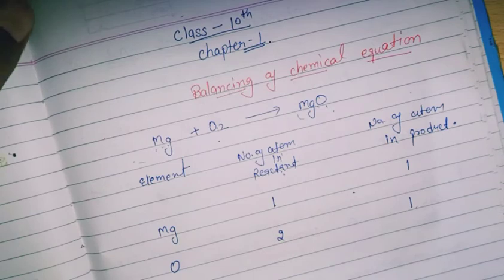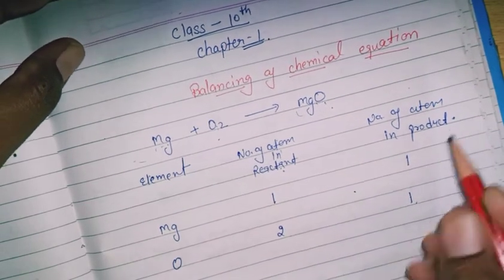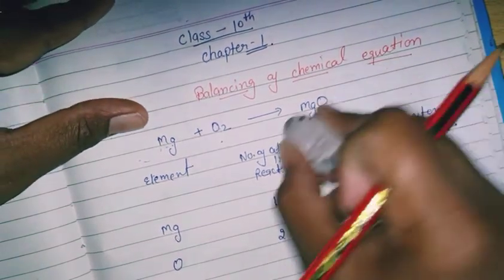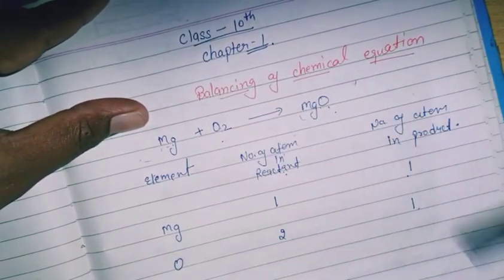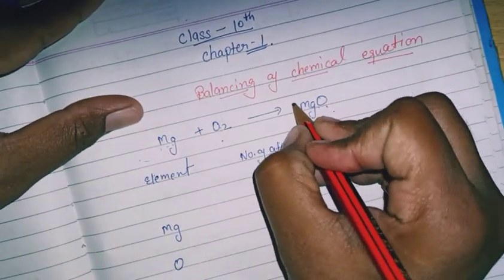Students, to balance the oxygen, don't write MgO2 here. It will be wrong. If you write MgO2, your formula will be changed. The magnesium oxide formula will be changed. That's wrong. But you can multiply by any number here.